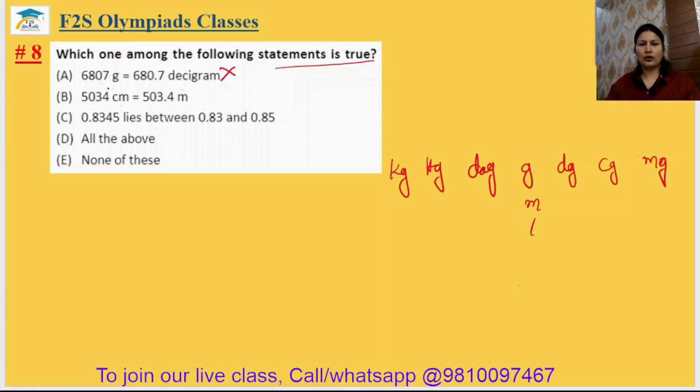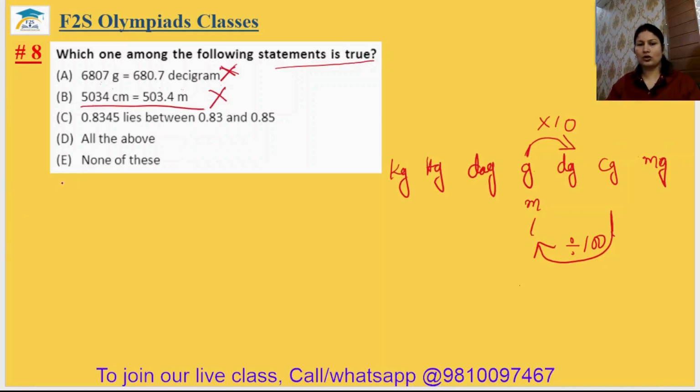Okay. So now it is gram to decigram. Here it is gram and here it is decigram. So to convert gram to decigram, it means multiply by 10. And here it is divided by 10. That's why it is wrong. Okay. Second is your centimeter to meter. So this is your centimeter and this is your meter. Centimeter to meter, lower to higher unit. Divide by 100. Here it is divided by 10 only.